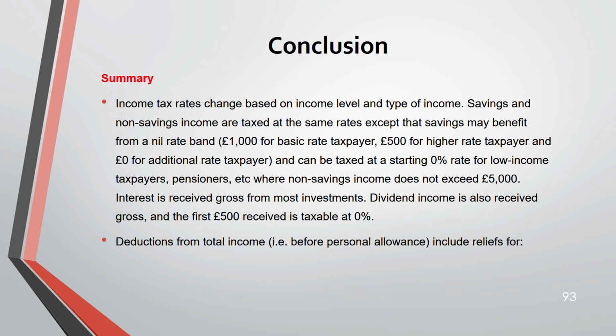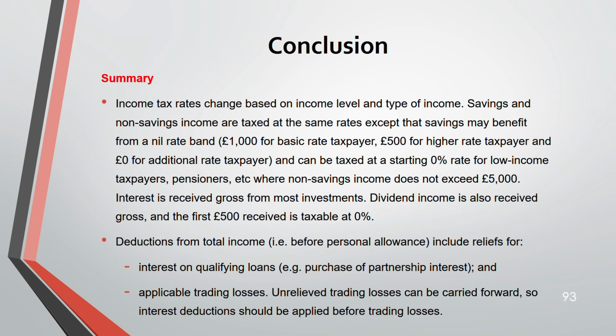And then from your total income, before you deduct personal allowance from total income, there are some reliefs that you need to deduct. They are interest on qualifying loans. Let's say you're taking a loan to purchase a partnership interest. That's a qualifying purpose, so it becomes a qualifying loan. So interest on that you can deduct from total income. And any trading loss you have to deduct from total income. Let's say you have some trading loss that is carried forward because you couldn't relieve it before. But remember, interest deduction should be done before trading loss.